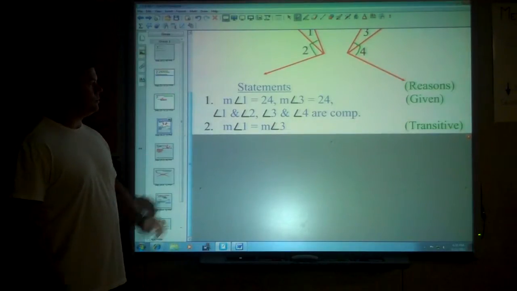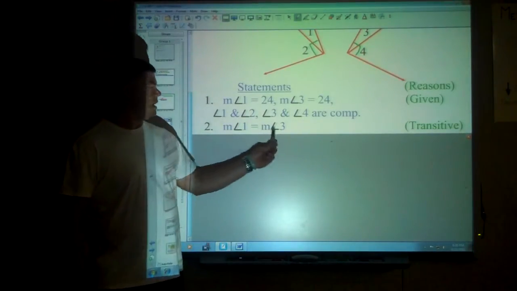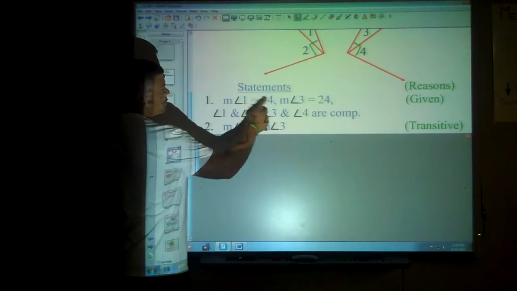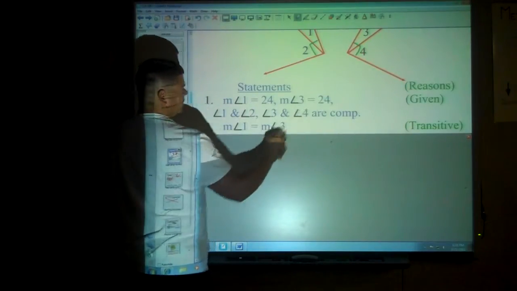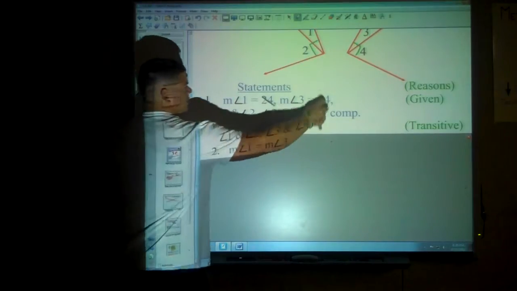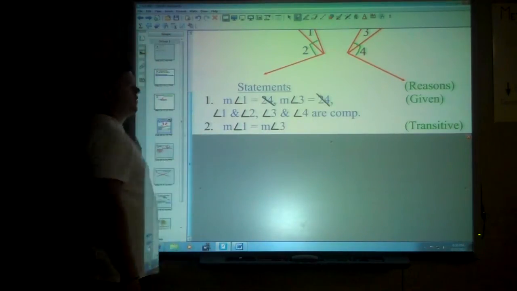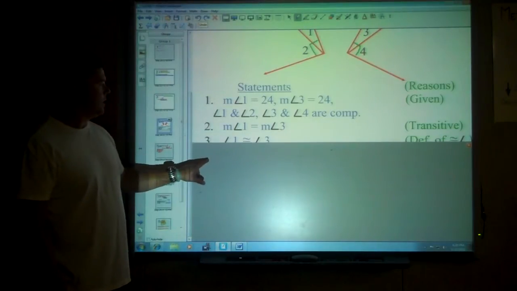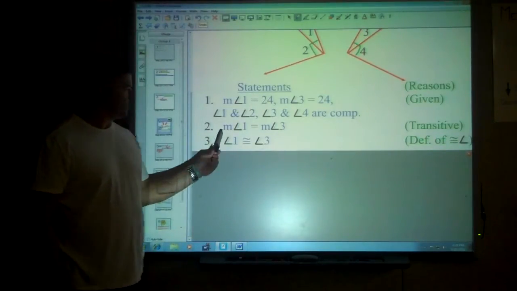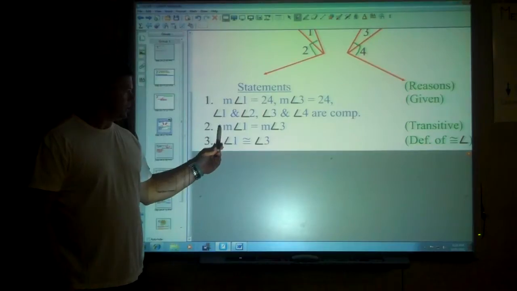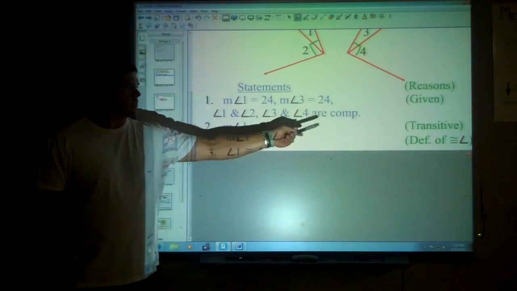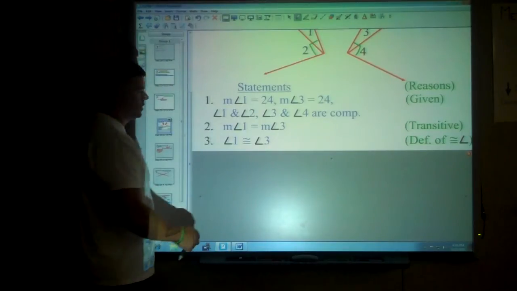From there, we can determine that the measure of angle 1 is the same as the measure of angle 3. The measure of angle 1 is 24 and the measure of angle 3 is 24. So what do they have in common? The 24 is saying that the measure of angle 1 is the same as the measure of angle 3. So that's the transitive property. From the transitive, notice now it's got a measurement, but it doesn't anymore. And instead of being equal, it's now saying congruent. That's the definition of congruent angles.